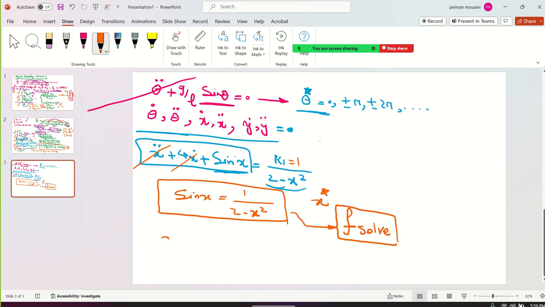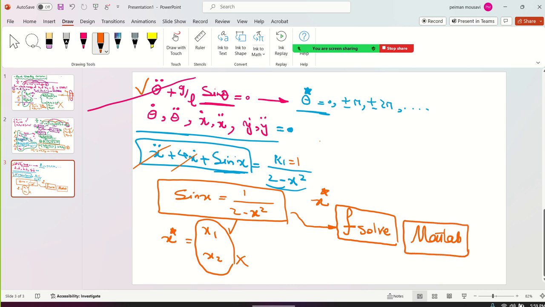Maybe this has two sets of solutions, x1 and x2. You have to judge which of them, like the pendulum, is an acceptable equilibrium point and which is not, based on the physics, the reality of the problem. But in MATLAB, you have to use this command, MATLAB, okay?